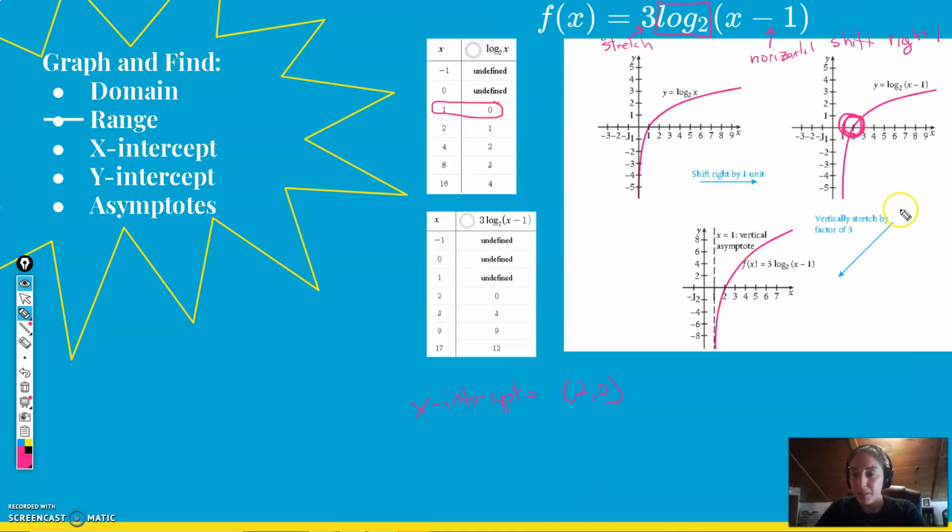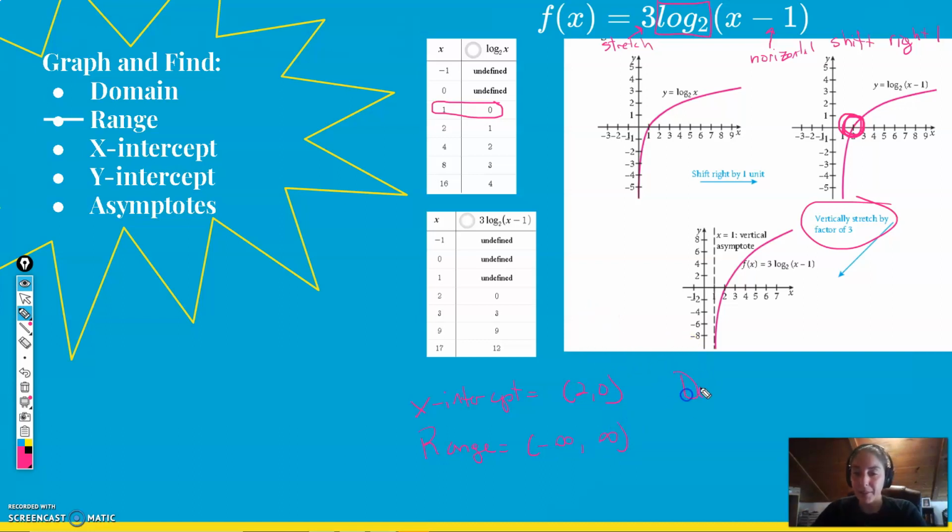The next thing we're going to do is vertically stretch it by a factor of 3. So we're going to take all of the y values, and the positives are going to get more positive, and the negatives are going to get more negative. Let's see, so this impacts the range. Actually, not at all, because that range is still going to go from negative infinity to positive infinity.